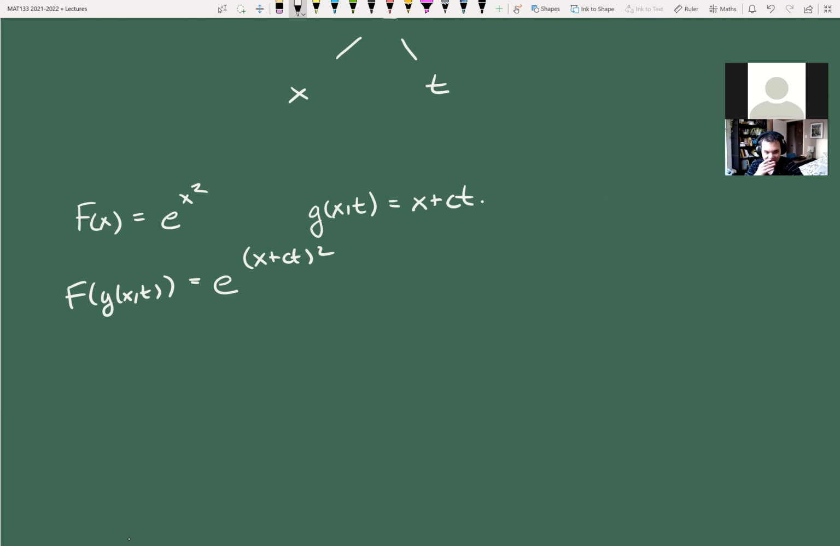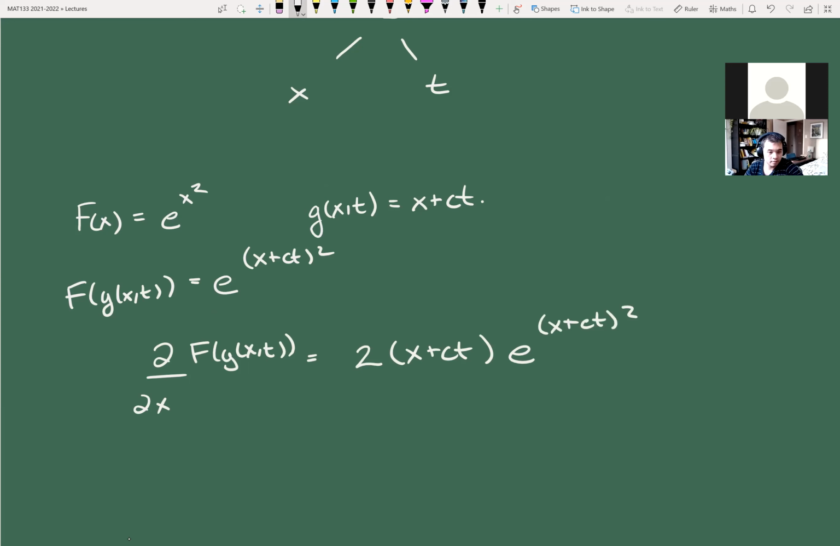Okay, sure. So Sam, tell me when you're back then, okay? We don't actually need the multivariate chain rule to do this problem, because we explicitly know what all the functions are here. So I now have my function of x and t, and I can just compute its derivative. If I compute the derivative of this function with respect to x, I get the following. I'm going to get 2x plus ct times e to the x plus ct squared. Does that look right?